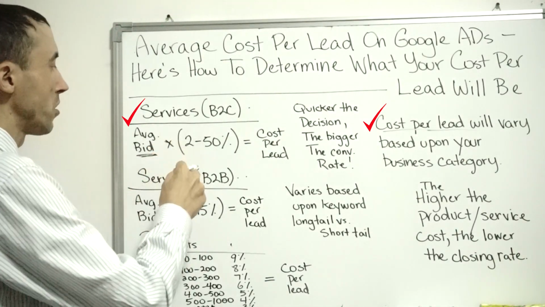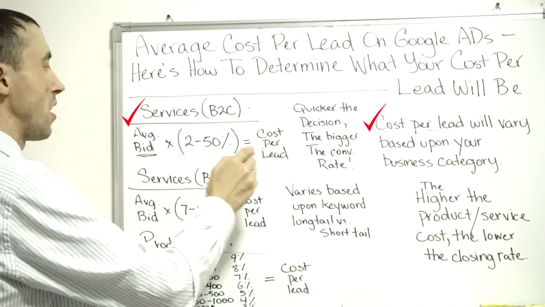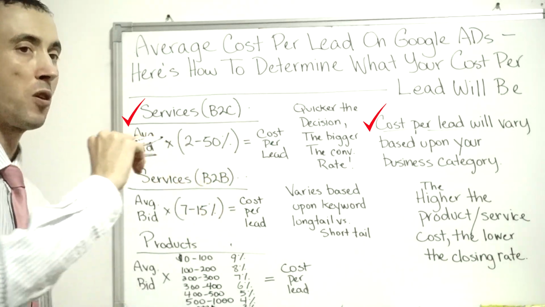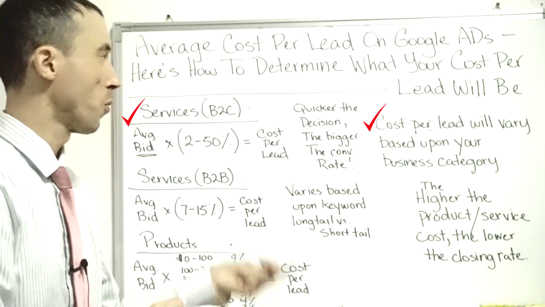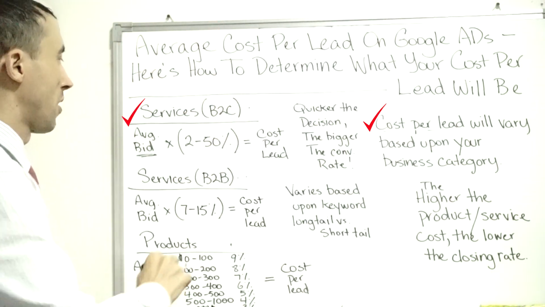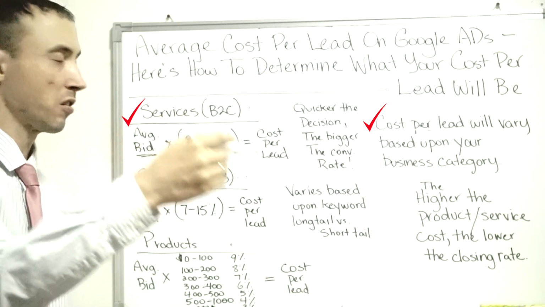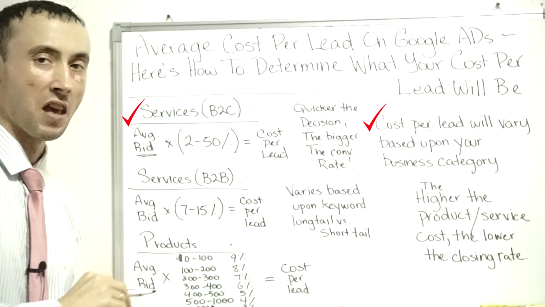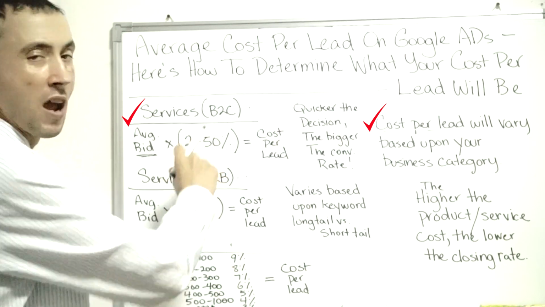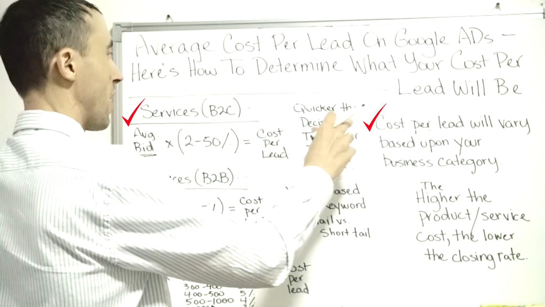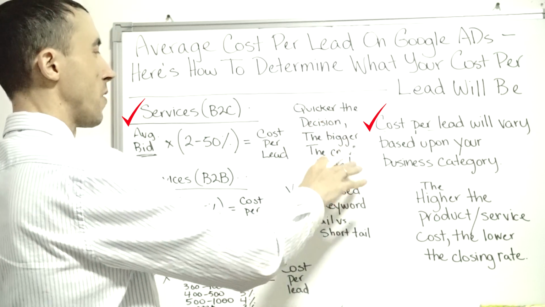You take that times what your conversion rate ought to be, in terms of conversion from the click to phone call or contact form. That's what we're calling a lead. And the number you're going to have for your estimated conversion rate from click to lead is going to be somewhere between 2 and 50%. Now, I know that's one hell of a range, but the way that you determine which part of the range you're going to end up on is simply this. The quicker the decision that a person can make, the bigger the conversion rate's going to be.